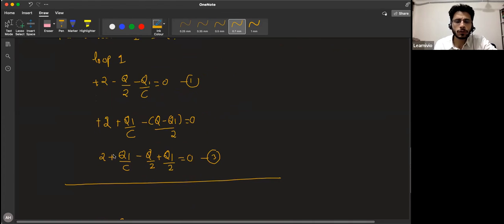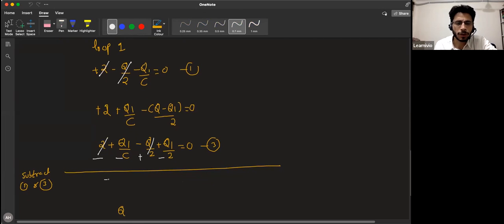So if I subtract 1 and 3, what I get, it's negative, it's negative, it's positive, it's negative. So see, this minus Q by 2 will cancel this minus Q. Q1 will not get cancelled out. So we will be left with minus Q1 by C plus, yeah, now we're getting some result, Q by 2 is equal to 0.